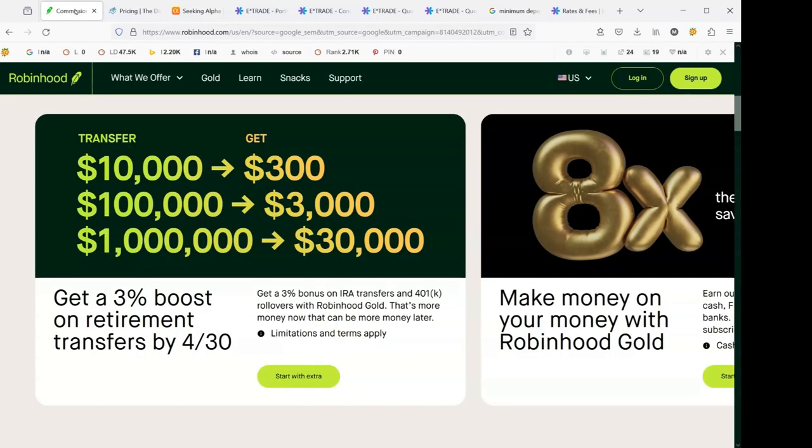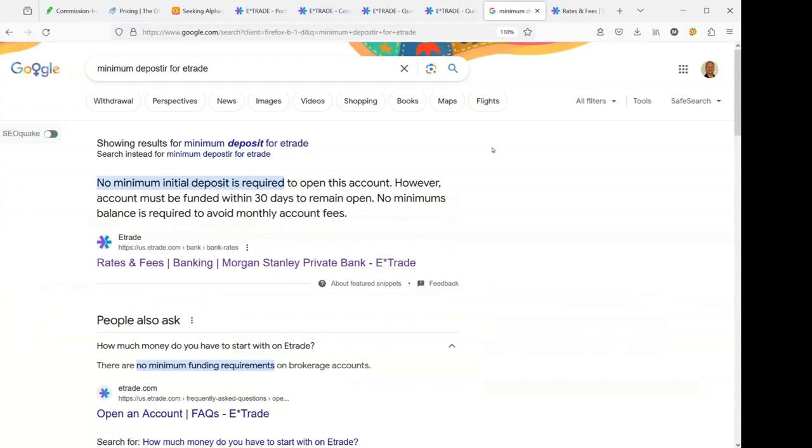So when I looked into E-Trade, you can sign up for E-Trade for free for the first 30 days. So let's just talk about that for a quick second.